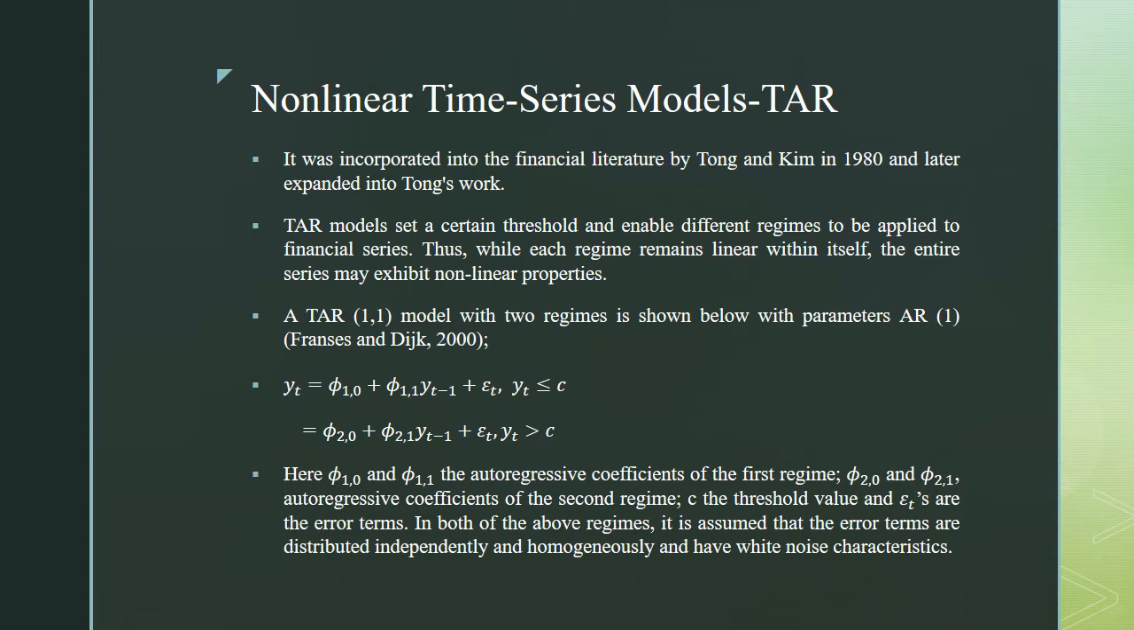The TAR model with two regimes is shown below, with parameters: the autoregressive coefficients of the first regime and the autoregressive coefficients of the second regime, the threshold value, and the error terms. In both of the above regimes, it is assumed that the error terms are distributed independently and identically and have white noise characteristics.